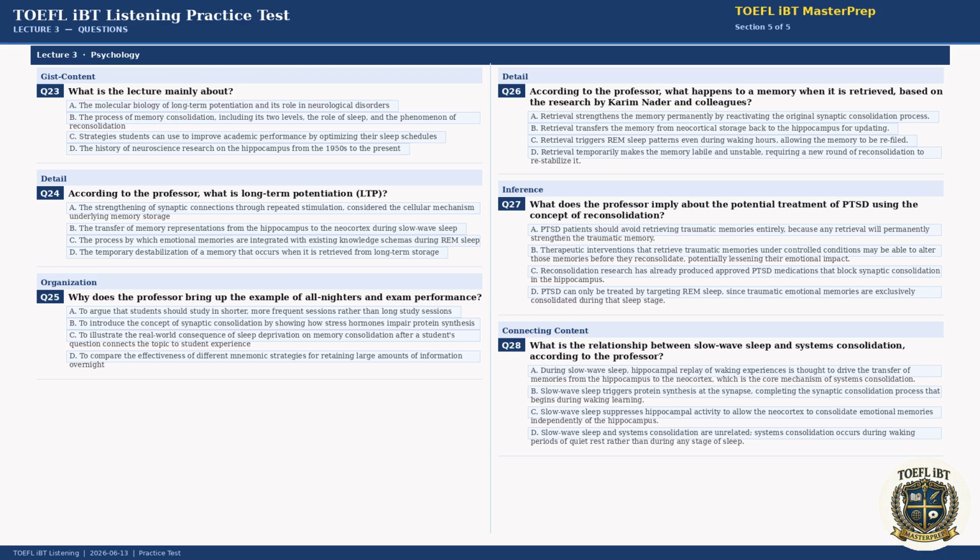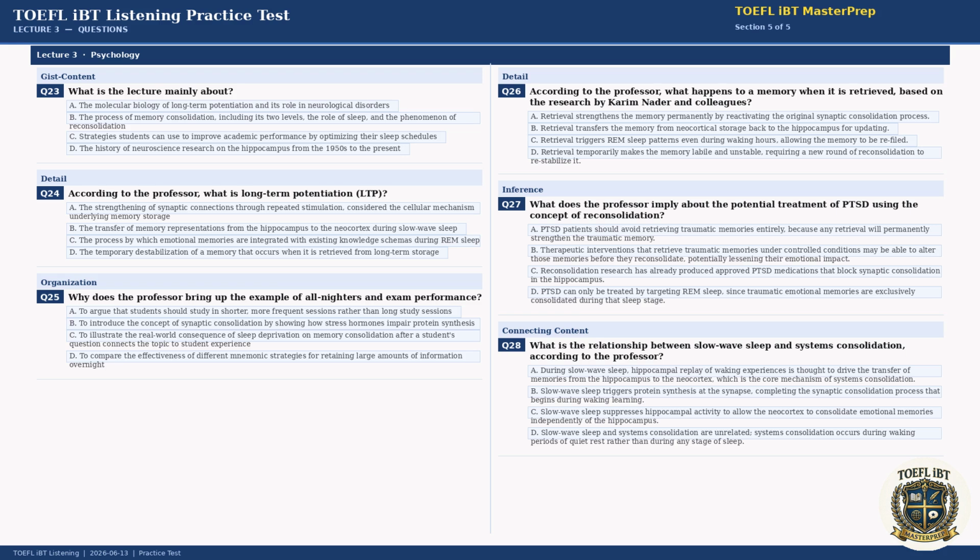Researchers generally distinguish between 2 levels of consolidation. The first is synaptic consolidation, which happens relatively quickly, within hours of learning. This involves molecular changes at the synapse: proteins are synthesized, receptor densities change, and new synaptic connections are strengthened. The critical concept here is long-term potentiation, or LTP, the strengthening of synaptic connections through repeated stimulation. LTP is widely considered the cellular mechanism underlying memory storage.